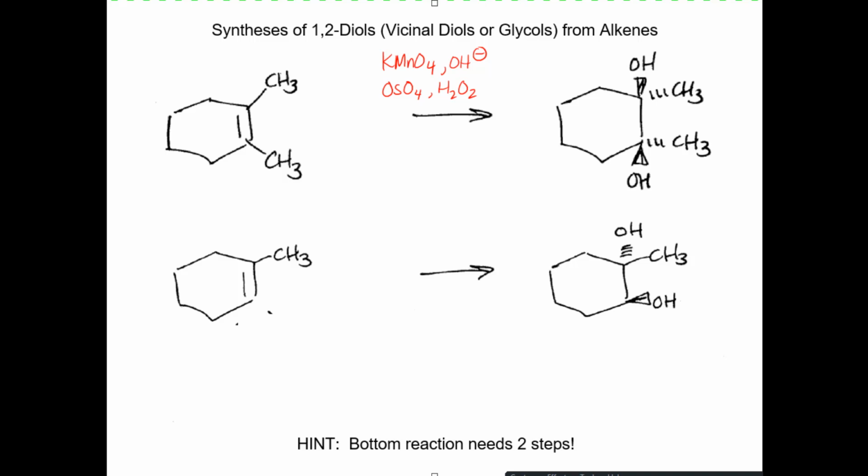What if I wanted to add two OHs trans across the double bond? Well, there's a hint down here that says I need two steps. So the two steps that I need: I need to convert this double bond into an epoxide, and then open up that epoxide to form the trans dialcohol. So once you have an epoxide, you can open it up with H plus H2O.